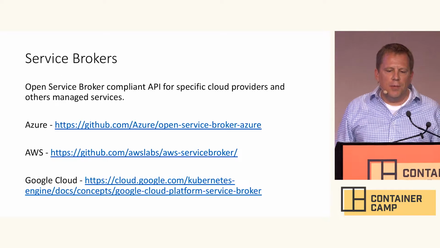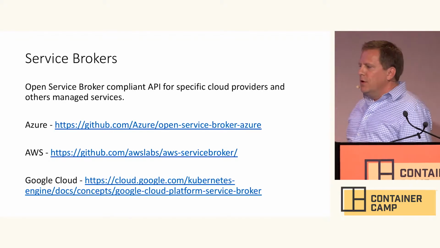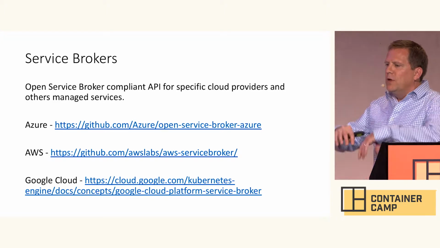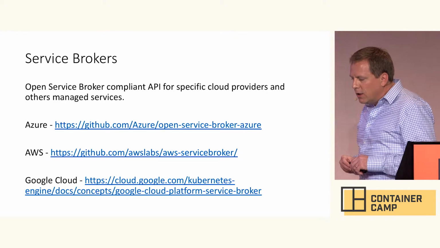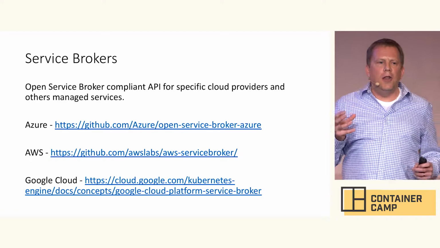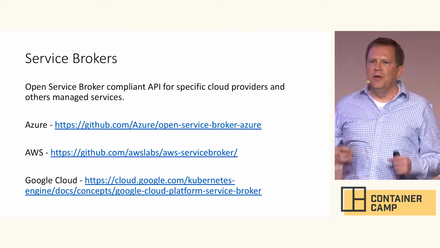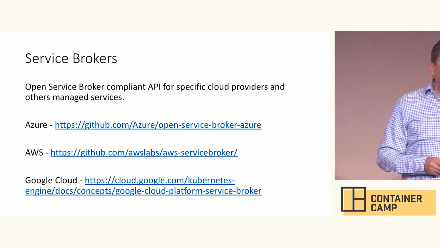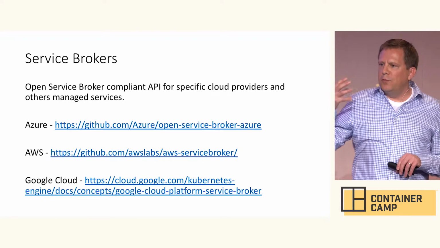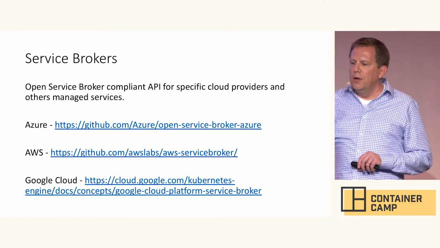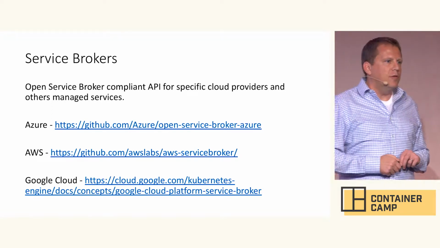I've also got a diagram that shows all of this together. So we've talked about Open Service Broker compliant APIs. We've talked about Service Catalog. And then finally, where does this catalog come from? How does Kubernetes know that I want to provision a MySQL instance in Azure? And this is where we get to the actual service brokers themselves. There's a bunch out there. All of the major cloud providers have a service broker.